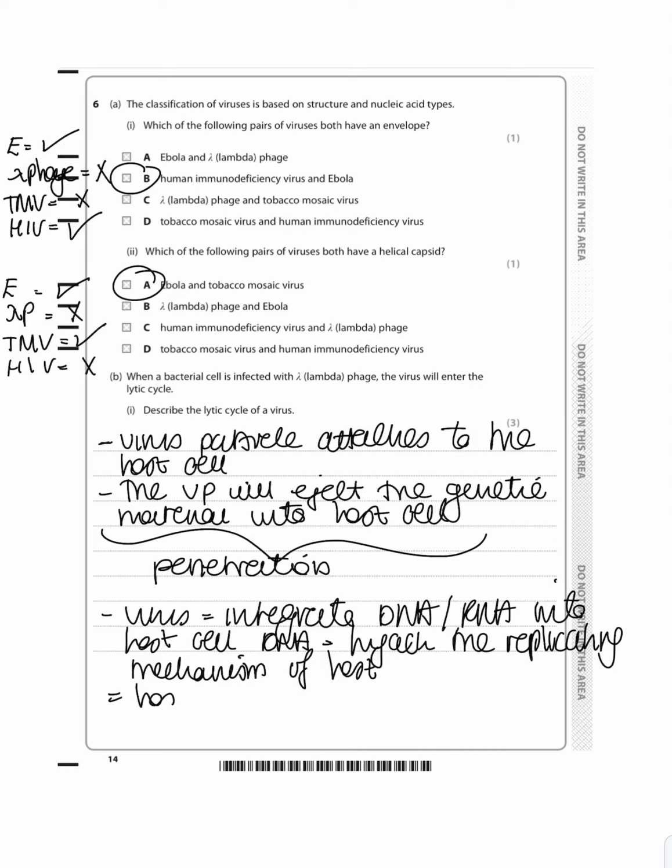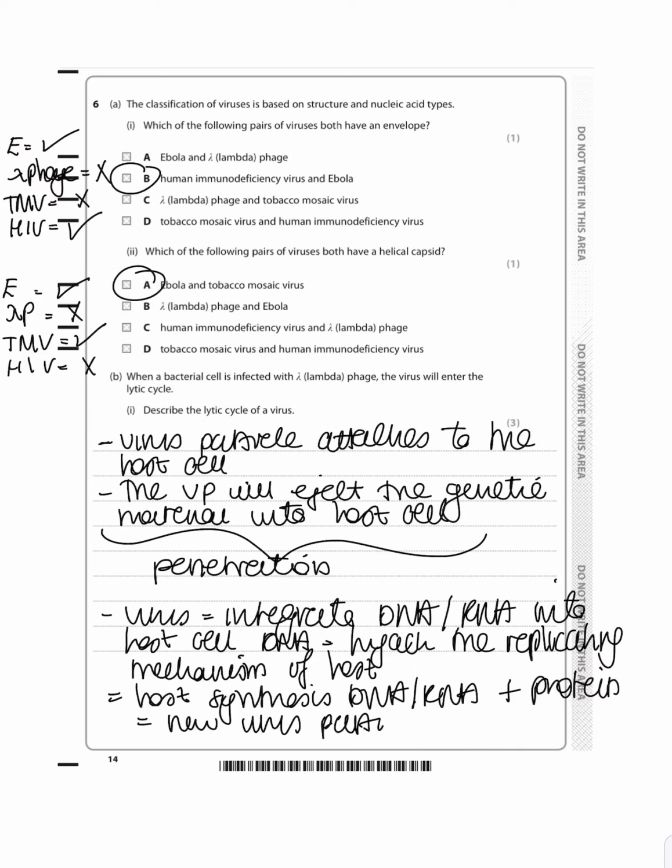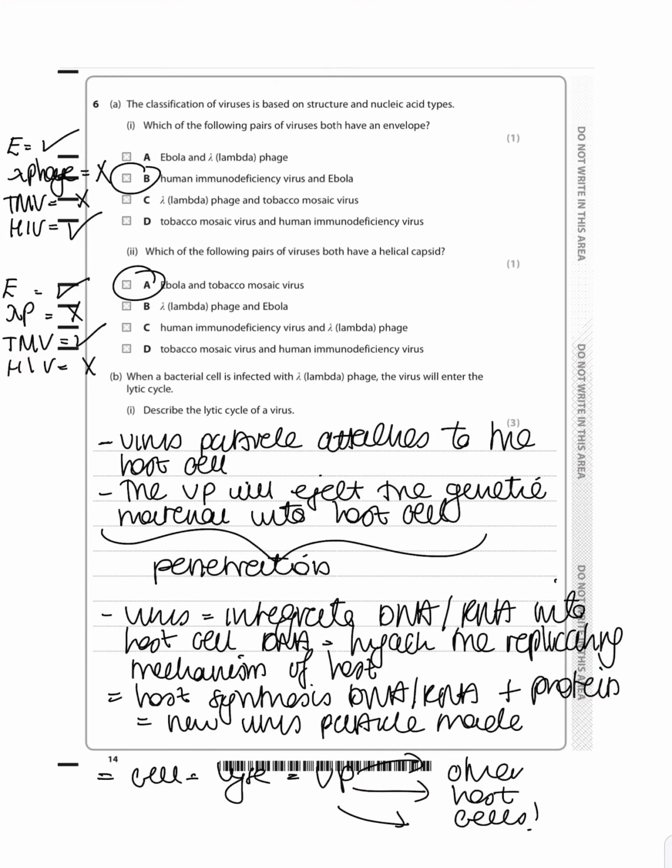And so what happens is the host will start to synthesize the genetic material and the protein of the virus. Why? Because this will enable a new virus particle to be made. And when you have a lot of virus particles made and you've used up the cell and it's getting crowded, the host cell will lyse. And so you'll have new virus particles being distributed all out, and that will infect other host cells. And that's it.